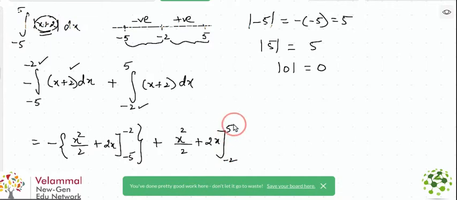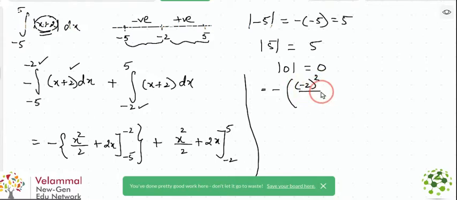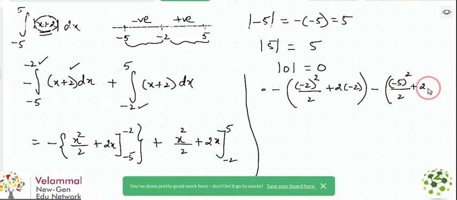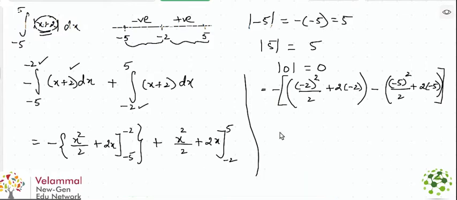the first integration is over, plus again the integration is x square by 2 plus 2x between the limits minus 2 to 5. So when I substitute the limit, I get upper limit minus lower limit, correct? So when I substitute the upper limit, I get minus 2 square by 2 plus 2 into minus 2. Upper limit is substituted minus lower limit. What is the lower limit? Minus 5 square by 2 plus 2 into minus 5. But for both of them, there is a minus sign outside. So keep it outside. Okay.